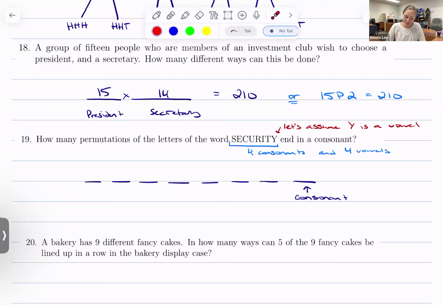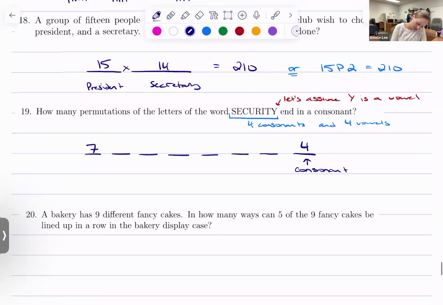So as before, you want to tackle your restrictions first, right? Which means you're going to force this to be a consonant. Now you have 4 consonants to choose from, which means you've already kind of used one of your 8 letters, which means when you start over here, you only have 7 letters left, right? And so you have 7, and then 6, and then 5, and then 4, and then 3, and then 2, and then 1.